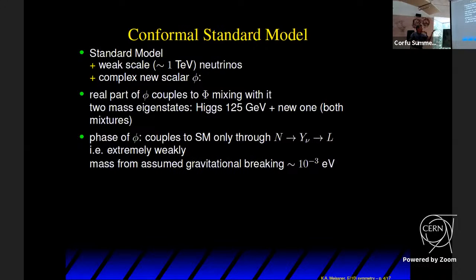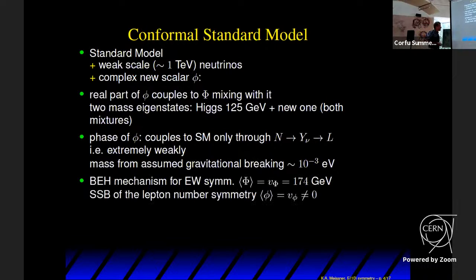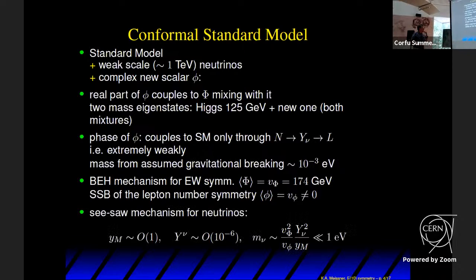So the phase of phi couples to the standard model only through the Yukawa coupling Y nu, and its mass is from the assumed gravitational breaking. So it is an axion-like particle. So there is the Brout-Englert-Higgs mechanism for electroweak symmetry breaking and spontaneous symmetry breaking for lepton number symmetry, because this new field has lepton charge minus 2, since it couples in a Majorana-like way to right chiral neutrinos. So it breaks lepton number spontaneously. And of course, the seesaw mechanism for neutrinos.